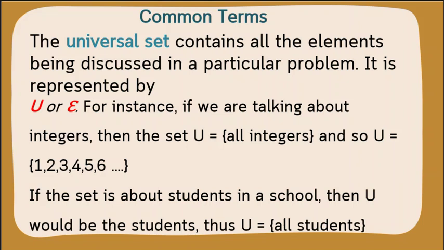So for instance, if we are talking about sets of integers, then the set U contains all the integers, and so U will have the elements 1, 2, 3, 4, 5, 6 to infinity. If the universal set being considered is a set of students in a school, then the universal set will contain all the students.